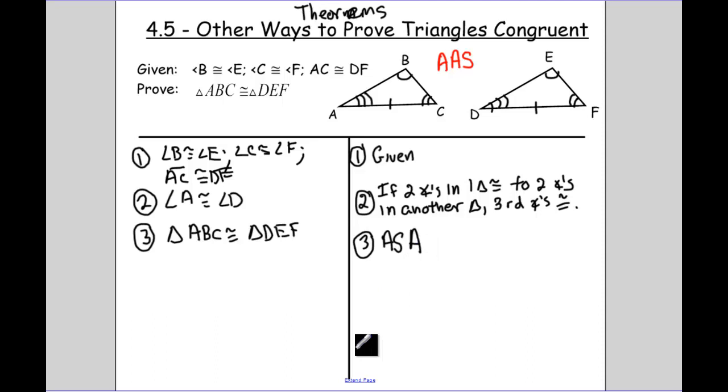Okay, so again, those were postulates that we've been using before. But now we have proven that if I'm given two angles and the non-included side, remember, angle, side, angle was the side that was included between the two angles, versus angle, angle, side, where the side isn't between. The side is going to be opposite one of the angles we're given.